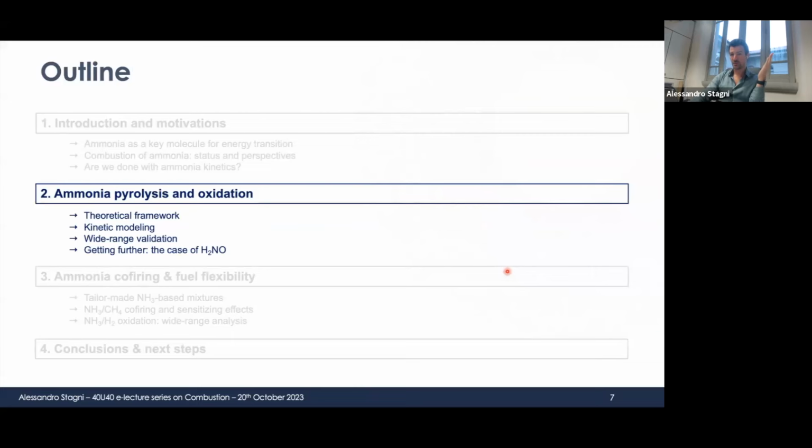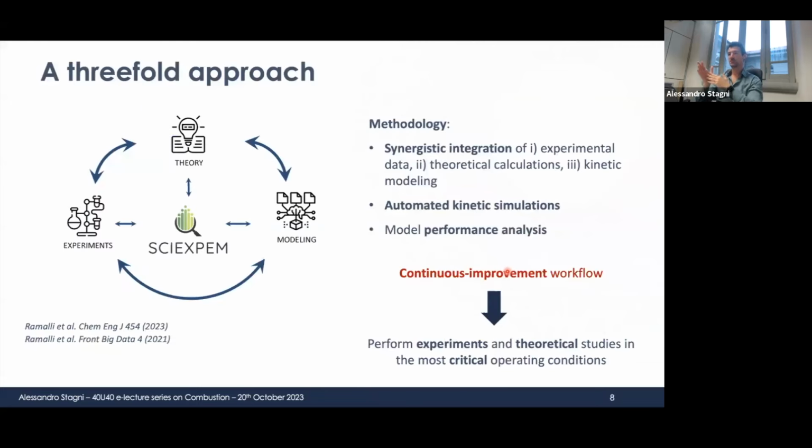So let's start from the first topic, ammonia pyrolysis and oxidations. As I said, there are a lot of studies, experimental and theoretical, which can support us in the development of a predictive kinetic model of ammonia. And in order to build a comprehensive model, we have to consider all the experiments, all the theory, and understand where these literature data are actually lacking, so that we can continue our study with further experiments and further theory.